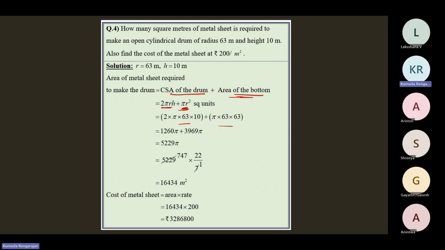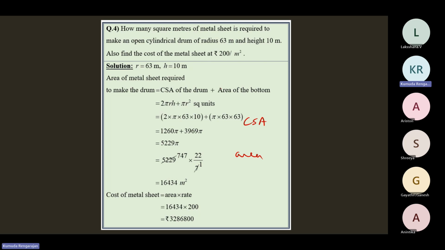So substitute the values here. Again, I've not used the value for pi. You can use it if you want. You can also find it separately like this. You can find CSA separately, and the area of the bottom separately. Then add both and find the area of the metal sheet used to make the drum.